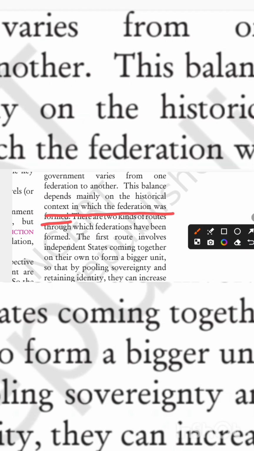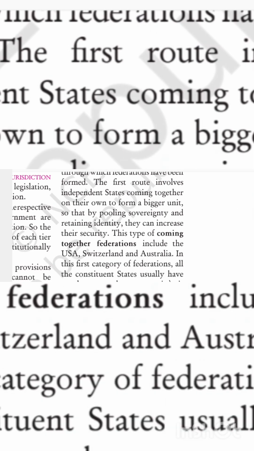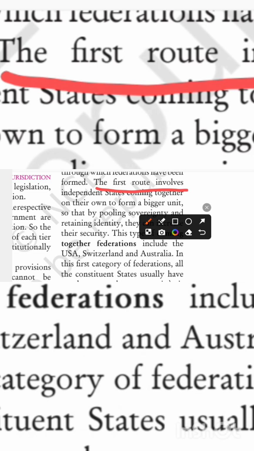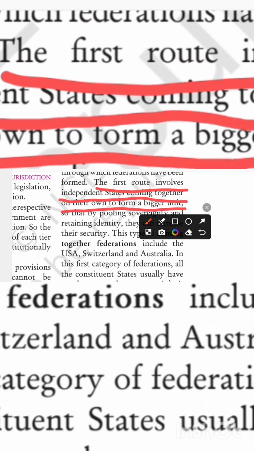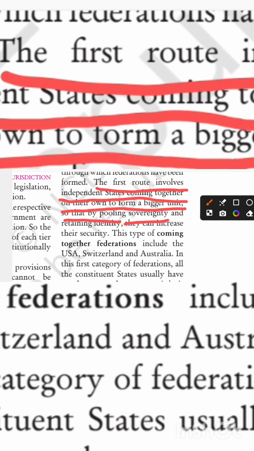Here you can see there are two kinds of routes through which the federation has been formed. Now let's understand. The first route involves independent states coming together on their own to form a bigger unit, so that by pooling sovereignty and retaining identity, they can increase their security.